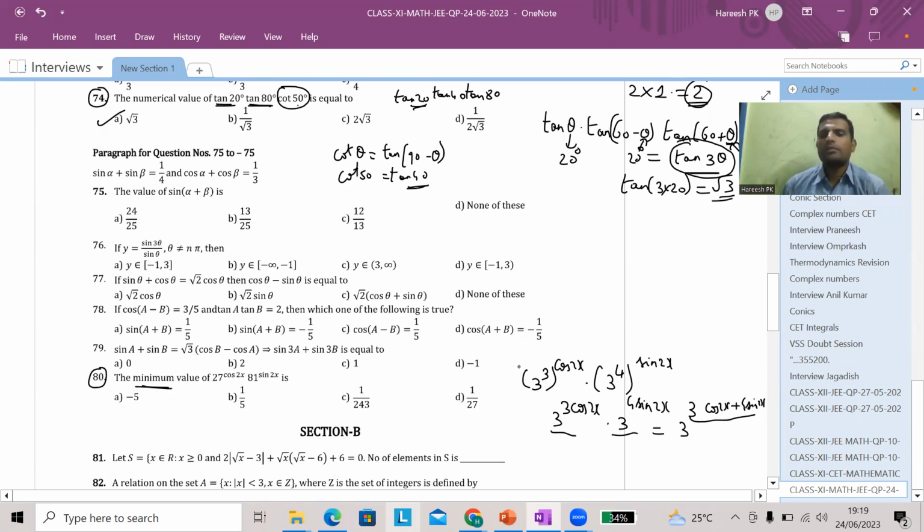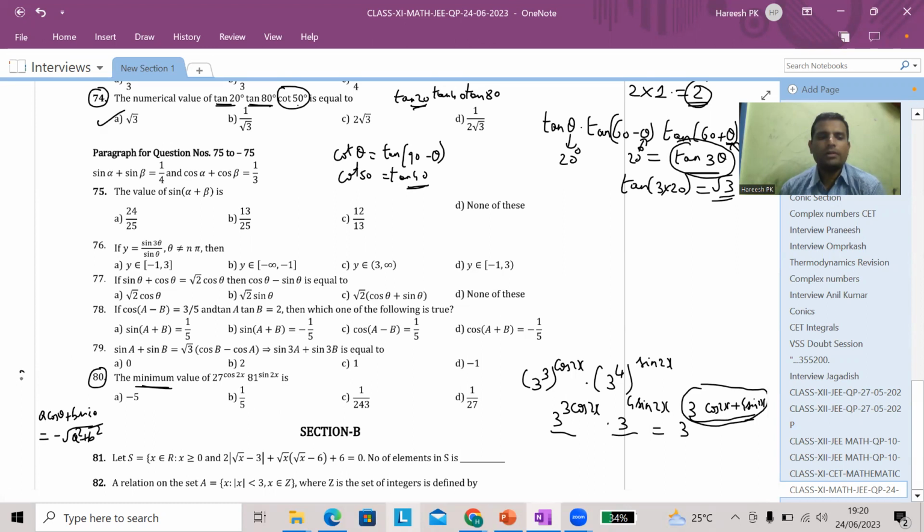What is the minimum value? We know that the minimum value of a cos theta plus b sin theta is minus root a square plus b square. So here the answer will be minus 5. So minimum value is minus 5. So the answer will be 3 power minus 5, which is 1 by 3 power 5, which is 1 by 243. So this is 1 by 243.